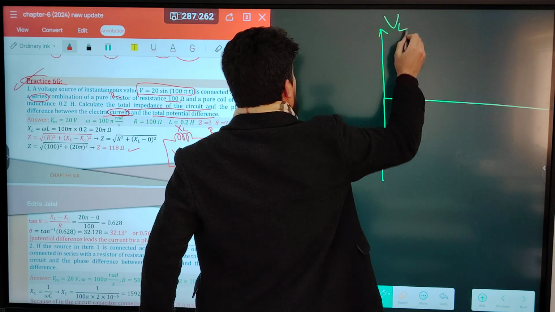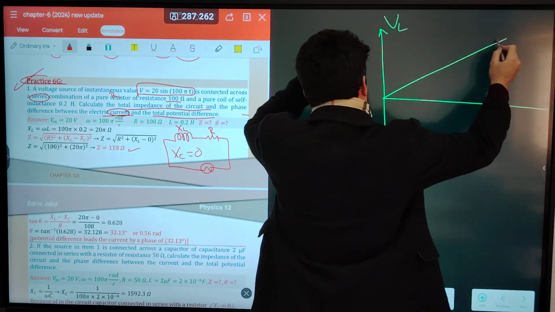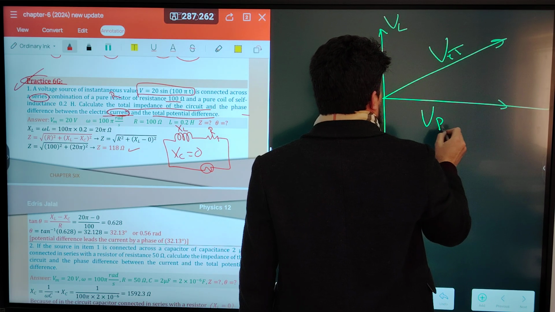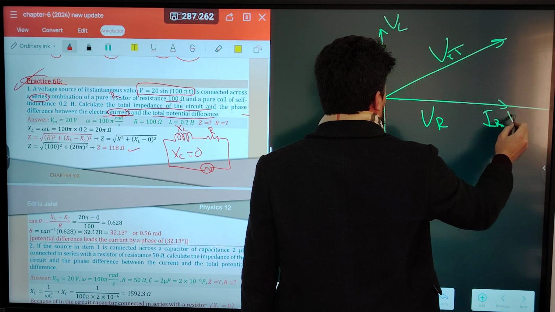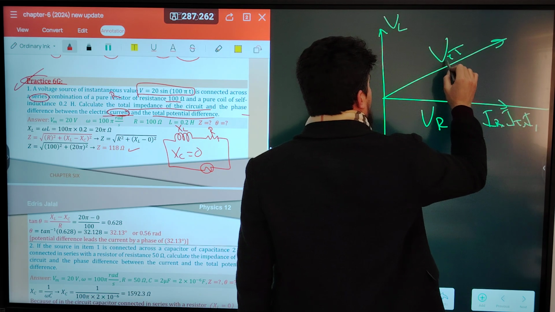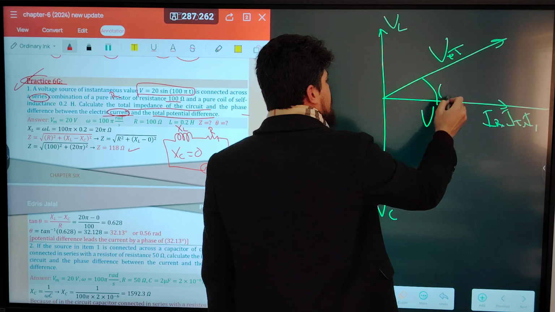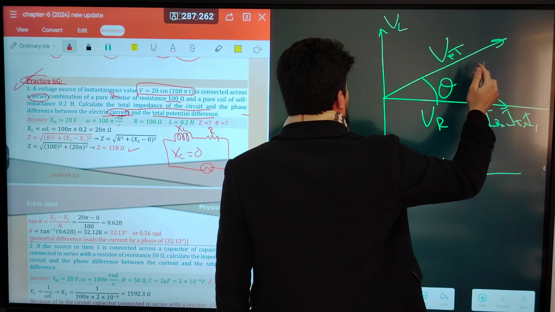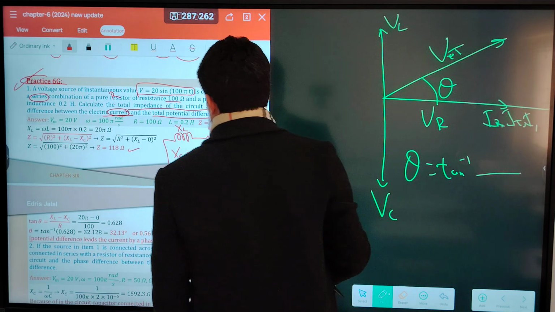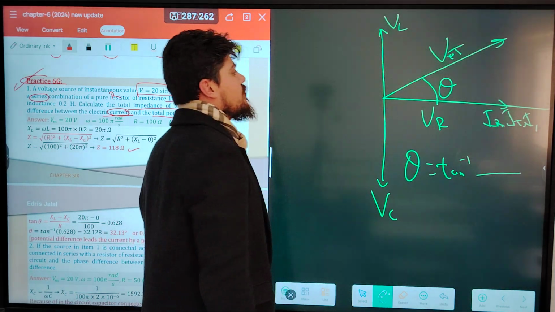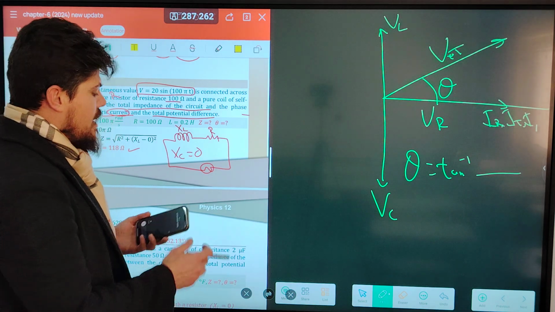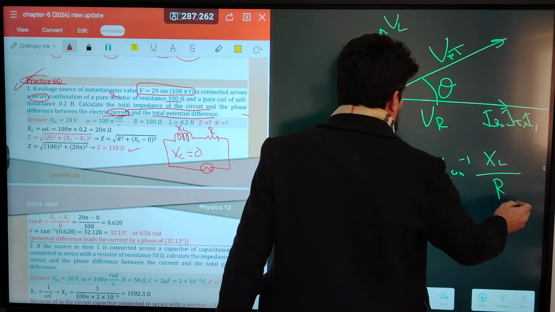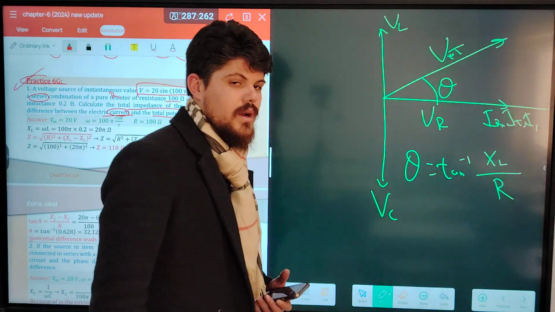If you remember, this one VL and this one VC. And this is V total, okay? If you remember what we have here, VR, IR, I total, IC, V total, and current, it means that this angle, theta is equal to what? Tan inverse. And can we use VL minus VC over VR? No, we have to use XL over R. XL over what? Over R.